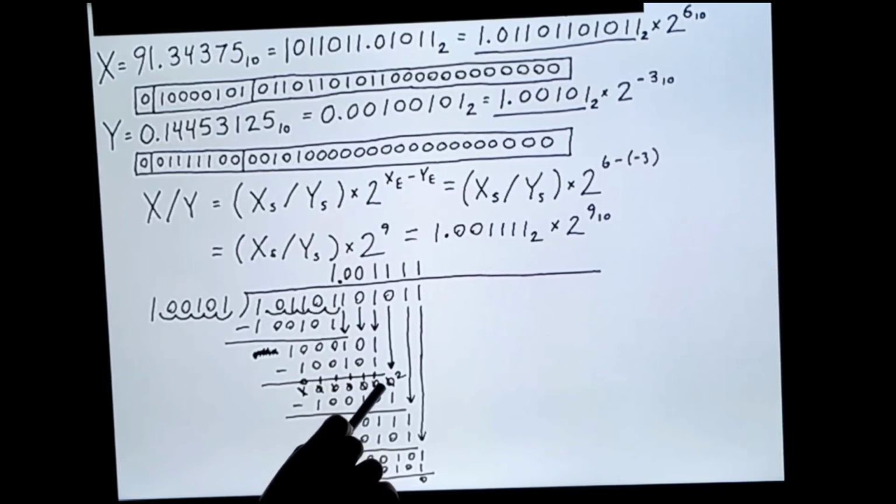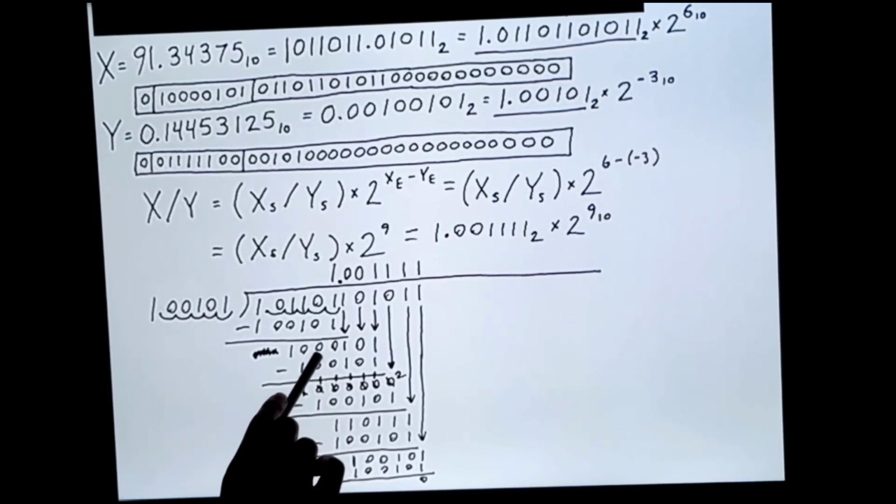Then subtract it. 1 minus 1 is 0. 0 minus 0 is 0. 1 minus 1 is 0. 0 minus 0 is 0. 0. And 1 0 minus 1 is 1 here. This is 1. Remember, this is not 0. 0 minus 1 is not possible, so I am borrowing 1. 1 0 1 is 1 here.